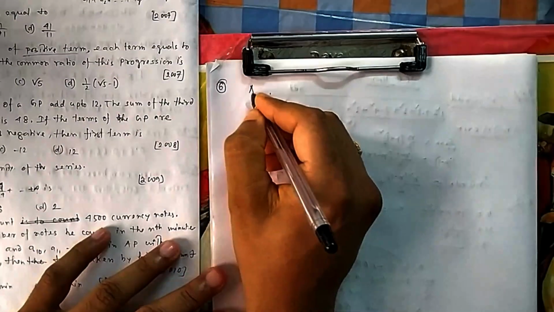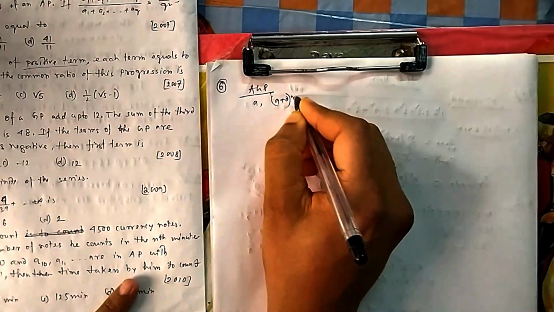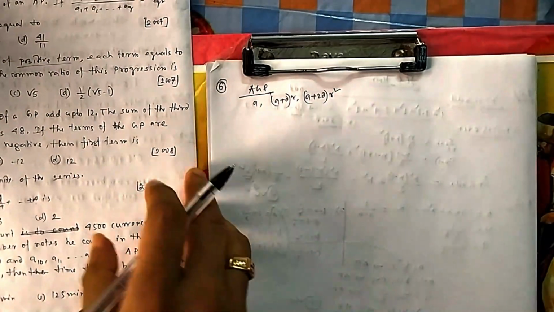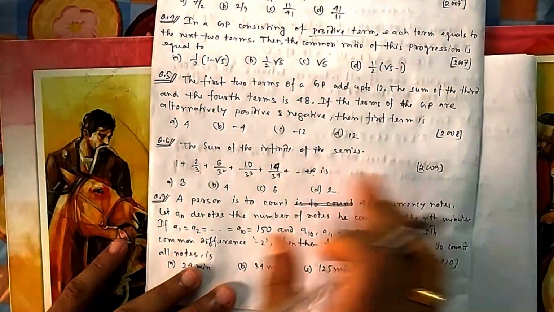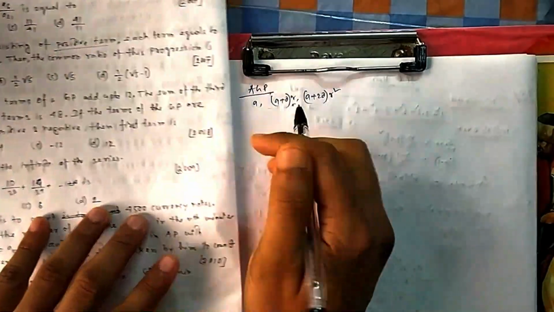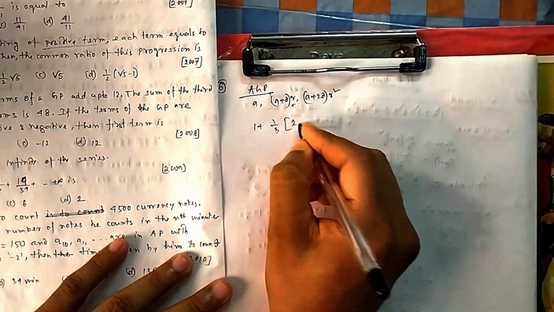You remember AGP? What was the format for AGP? AGP, it was A, then A plus D into R, then A plus 2D into R square. So if I consider it that way, that becomes your AGP. But your R starts actually from the second term. So that's why you will do some modification here. So if you take 1 by 3 common, then it will be a proper AGP.